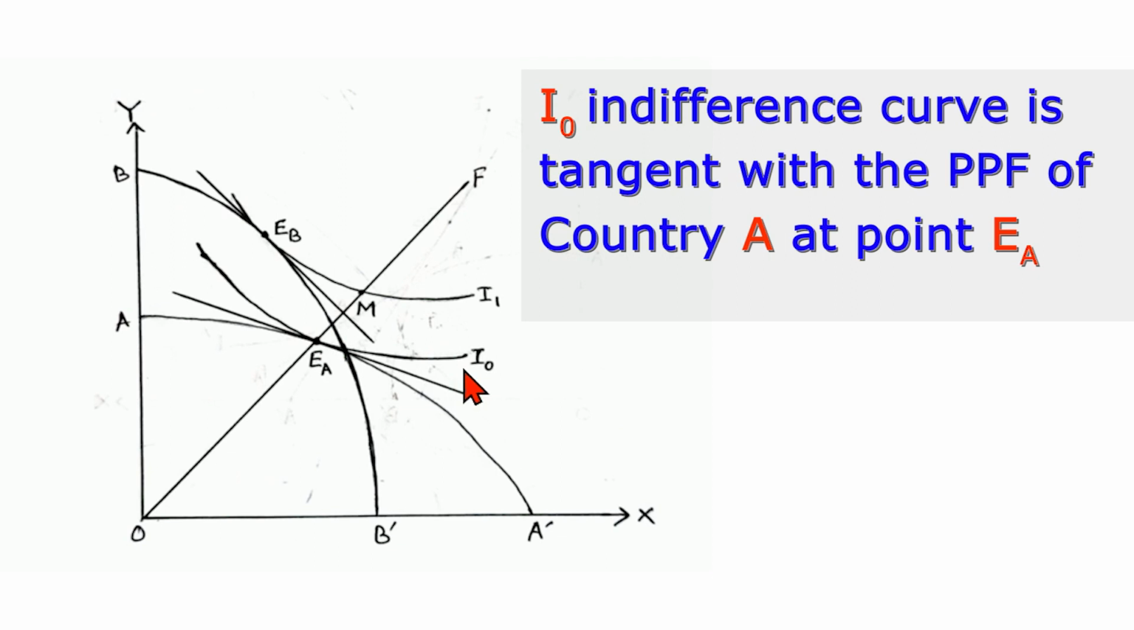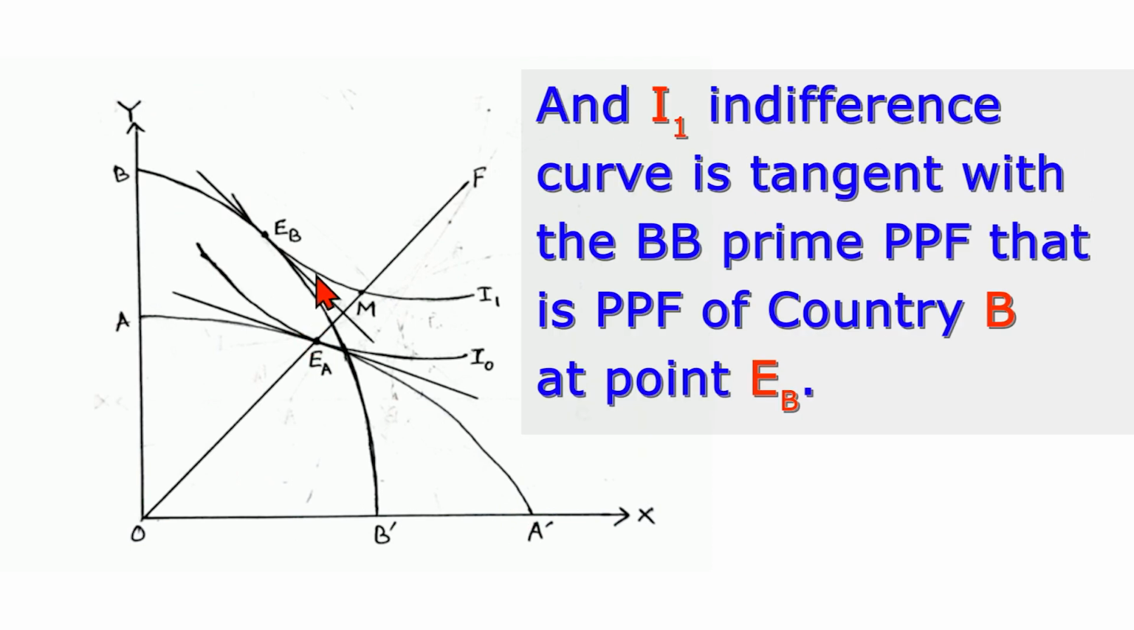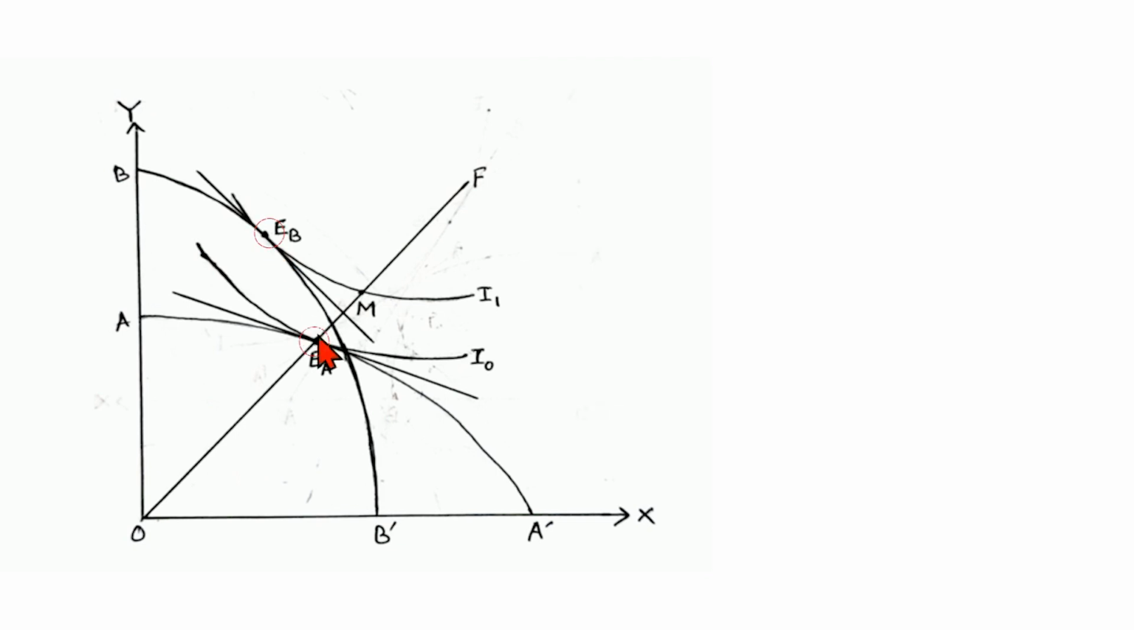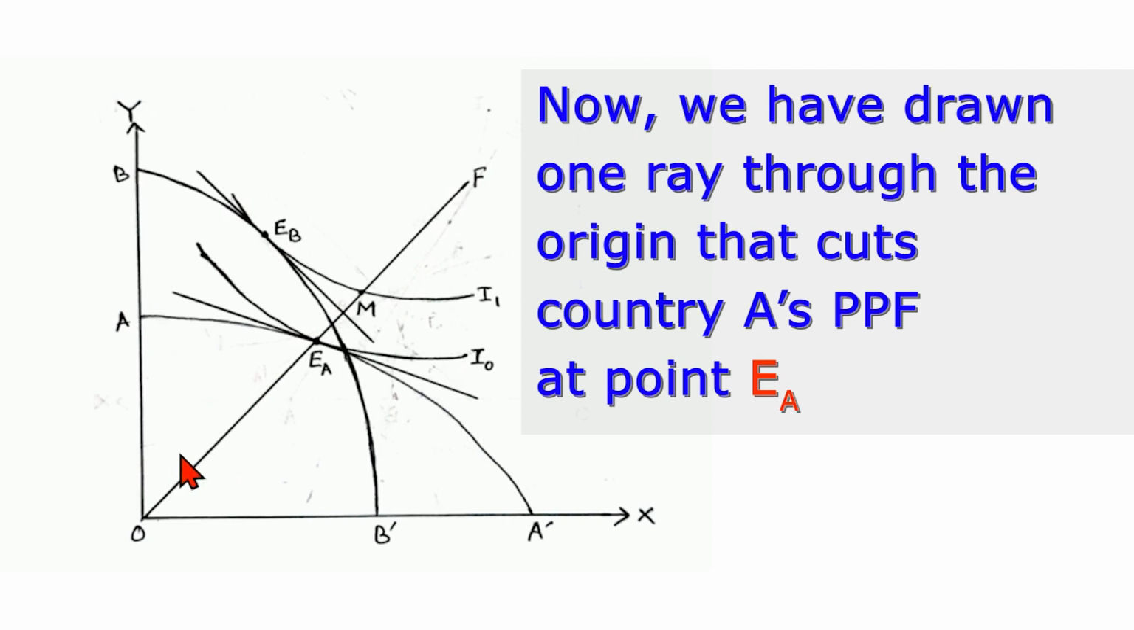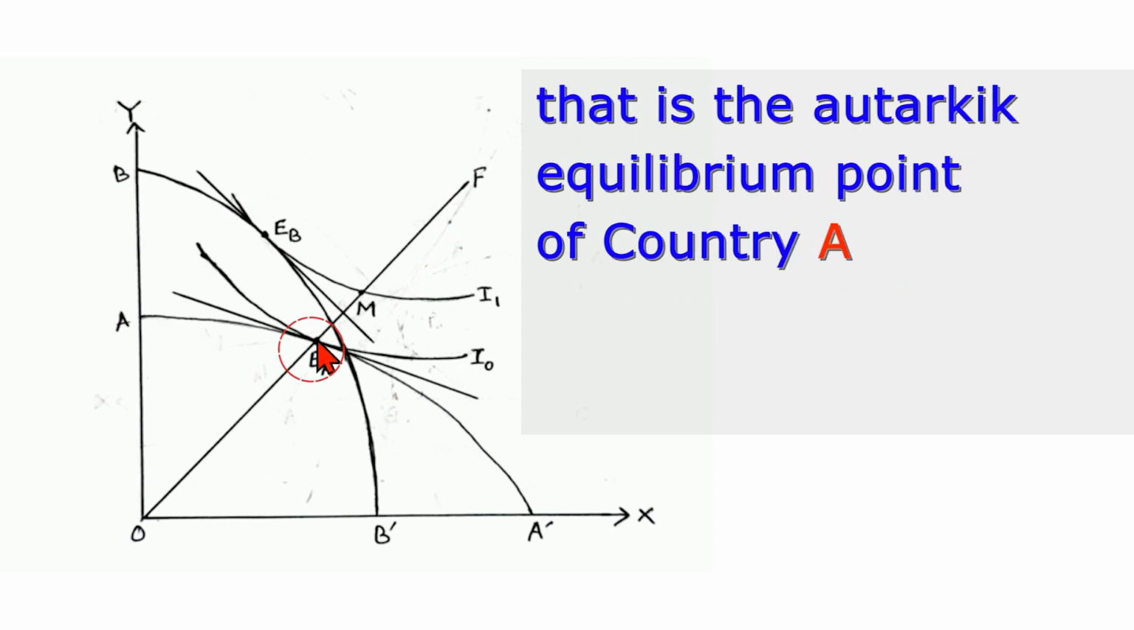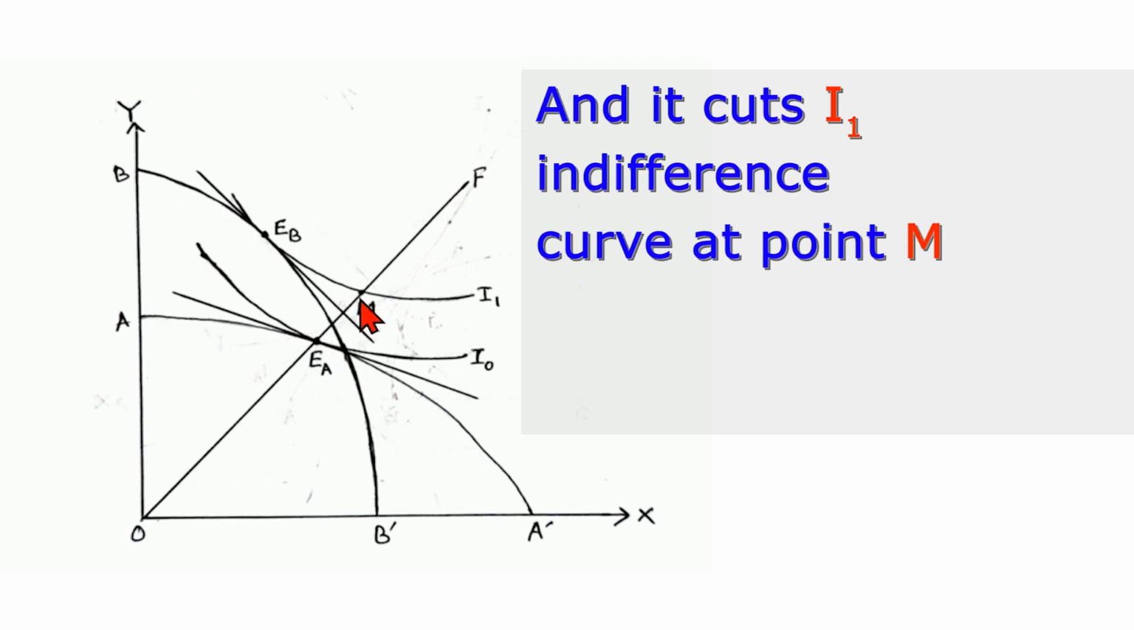I0 indifference curve is tangent with the PPF of country A at point EA, and I1 indifference curve is tangent with the BB prime PPF, that is the PPF of country B at point EB. So these are the two equilibrium points under autarky in the two countries. Now we have drawn one ray through the origin OF that cuts country A's PPF at point EA, that is the autarkic equilibrium point of country A, and it cuts the I1 indifference curve at point M.